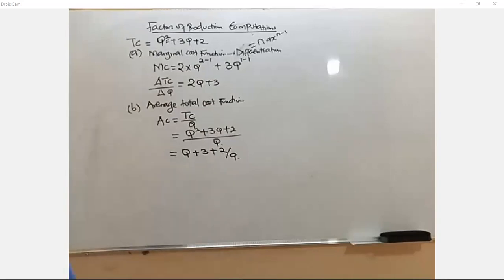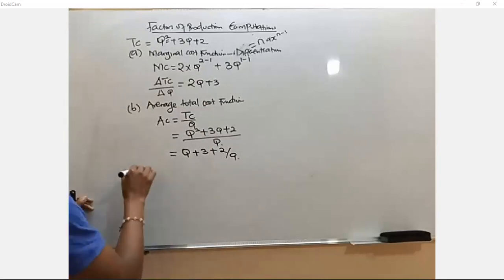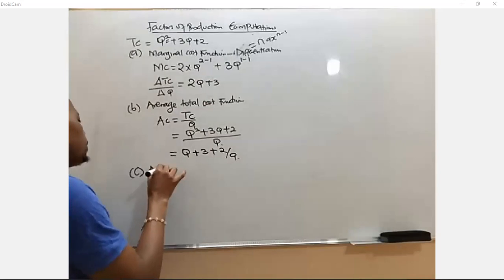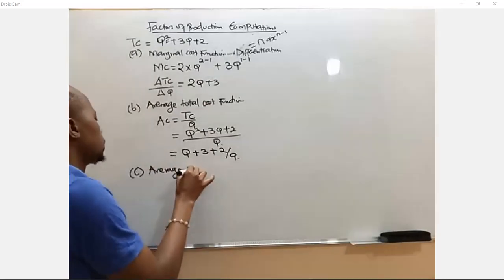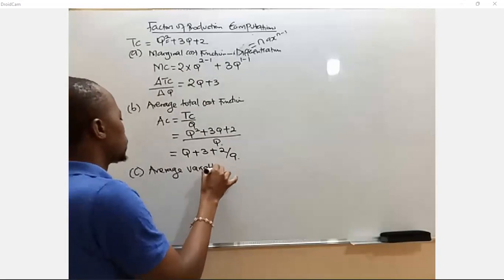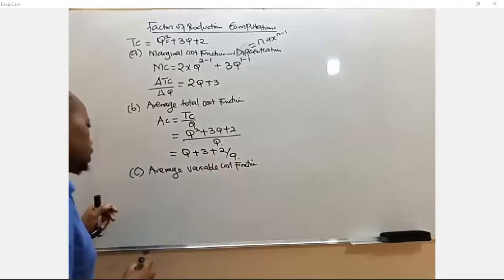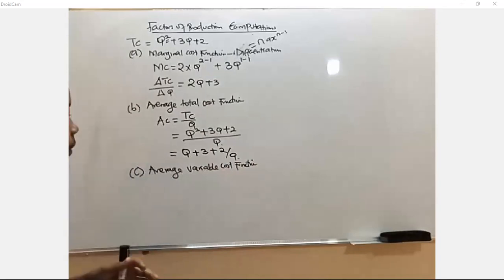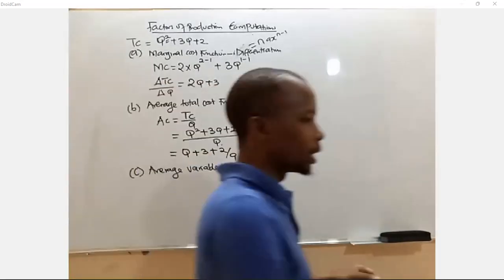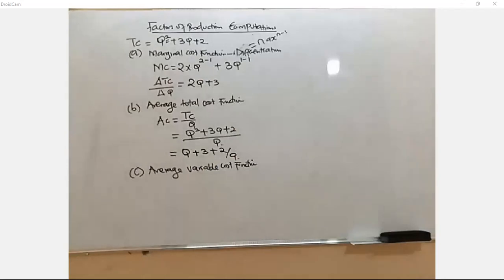Now, number 3, as per the requirement of the examiner, he is asking us to compute the average variable cost function. Very good. See here, he's asking about the average variable cost function. Now, remember here, we have to be very keen regarding how we normally get our total cost.